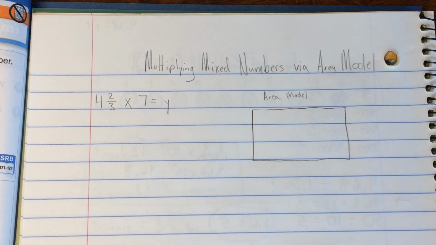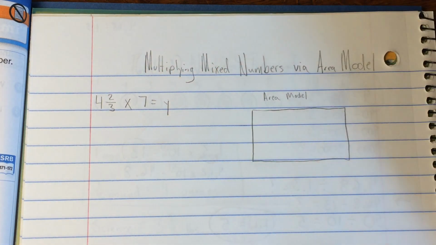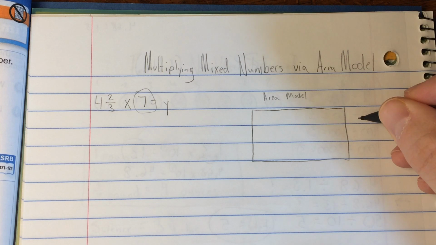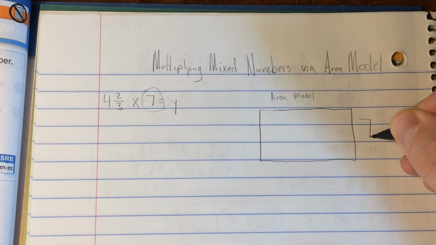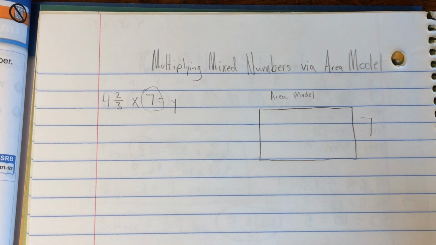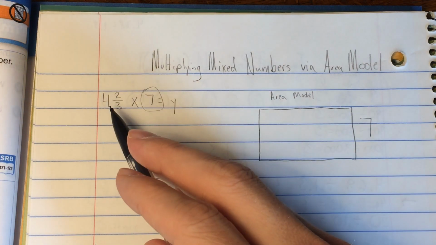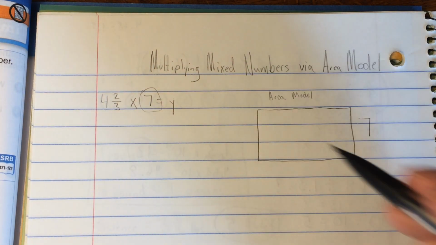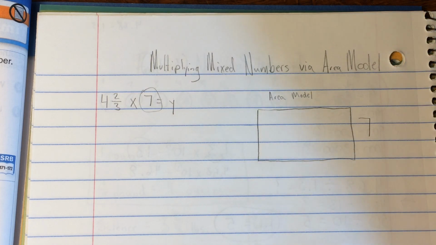I think that label might be in the way, so I may have to shift that around in a second. We're going to represent our problem on this rectangle. So if we have a whole number, we're always going to start with that whole number. We're going to plug it right along on the side here. Just go ahead and put a 7 down on the right hand side. And now we're going to split this 4 2/3 up. It's a mixed number, but we're going to give the whole number and the fraction its own little zone.